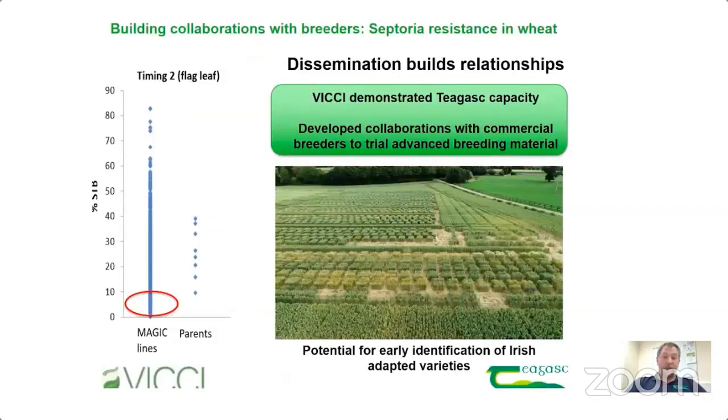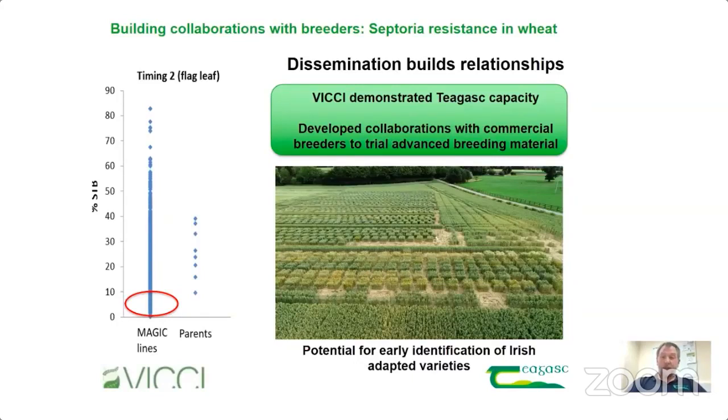The final example I'd like to show you is also partly related to the Vicky project. Septoria resistance in winter wheat is an important trait in Ireland, but perhaps less so in countries where many breeding programs have their major markets, so it's not necessarily a priority trait for these breeders. In Vicky, we work with partners on identifying Septoria resistance in populations that hadn't previously been characterized for resistance.